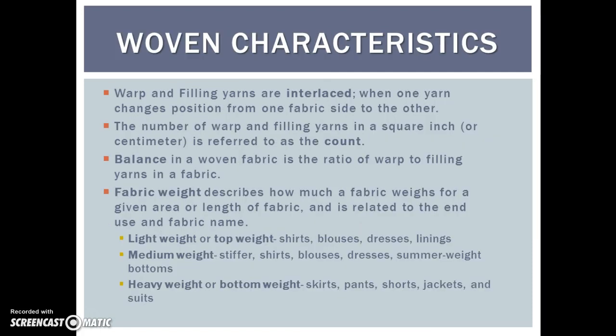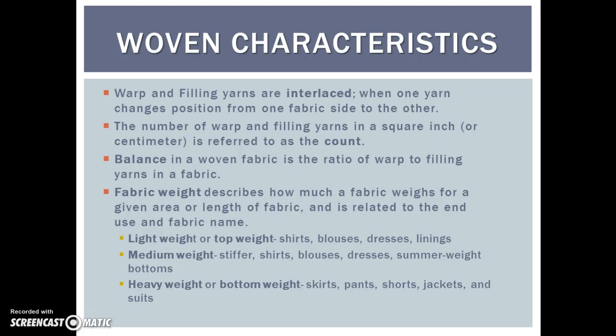Your warp and filling yarns are interlaced. That is when one yarn changes position from one fabric side to the other. The number of warp and filling yarns in a square inch, or sometimes a square centimeter, is referred to as the thread count. The magnifying glass that came with your swatch kit is a 1-inch square and will allow you to count the number of yarns in a square inch.